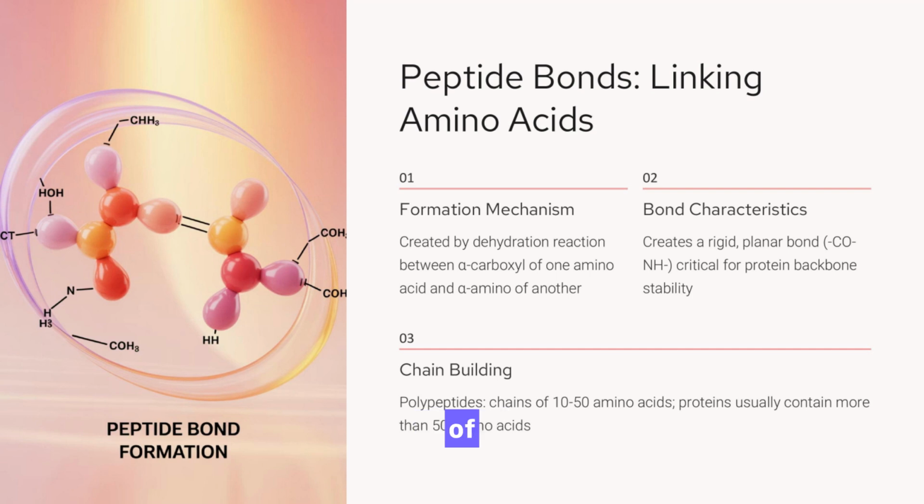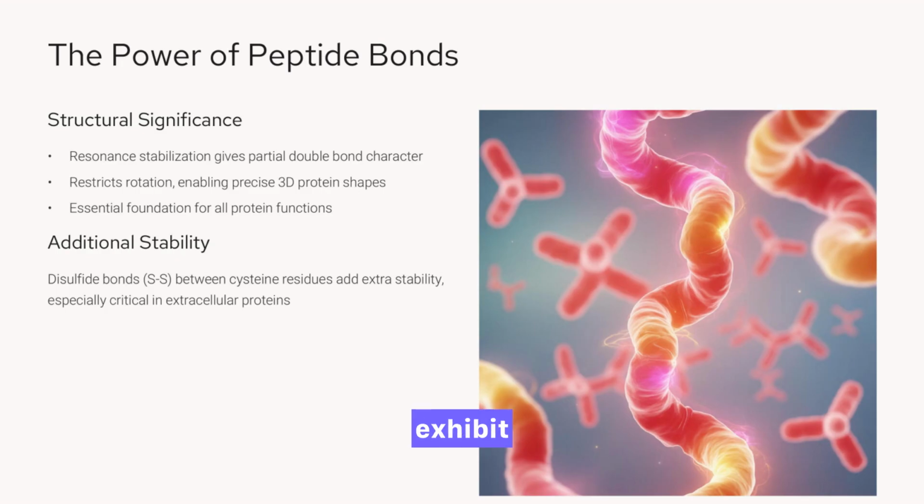Polypeptides, chains of 10 to 50 amino acids, form the basis of proteins, which typically contain more than 50 amino acids. Peptide bonds exhibit resonance stabilization, imparting partial double bond character that restricts rotation. This rigidity is crucial for maintaining precise, three-dimensional protein structures, essential for their functions.